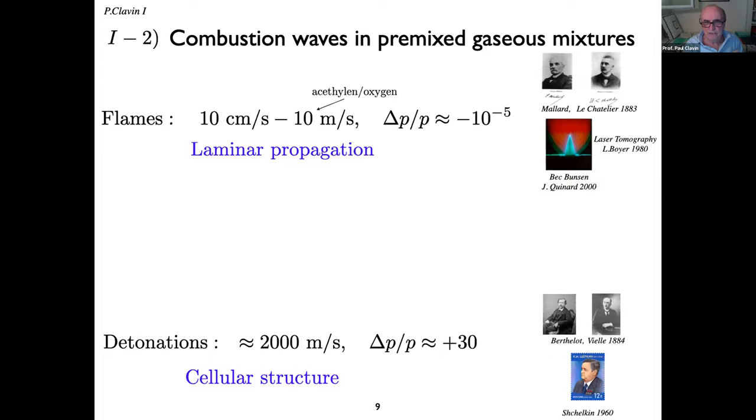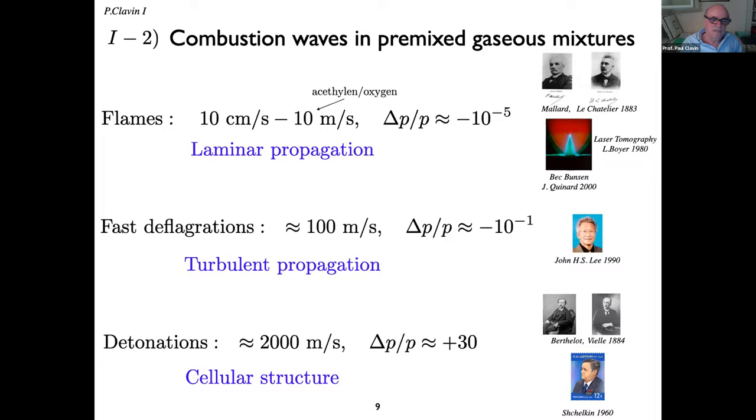The first people who tried to describe this, at the end of the 19th century, were Paul Vieille, a French chemist, and also Berthelot, another chemist. In fact, these detonation waves were discovered by chemists. In between, more recently, thanks to John Lee essentially, fast deflagration was identified, typically with a propagation velocity of 100 meters per second and still a very small pressure jump, but markedly larger than in a flame. And this propagation is usually observed in turbulent flow.